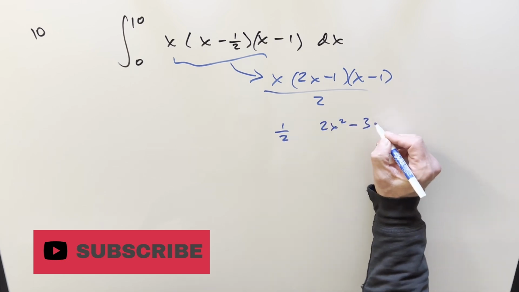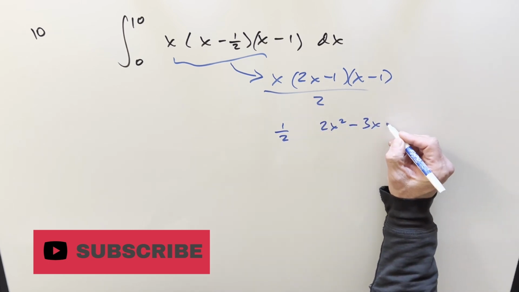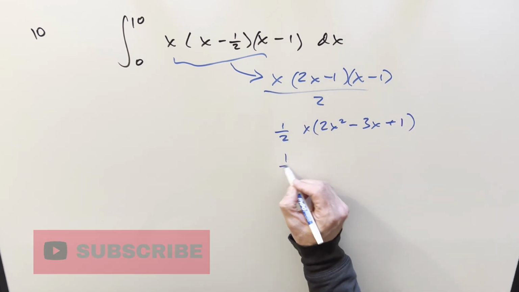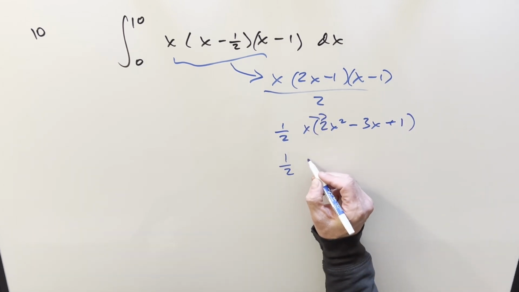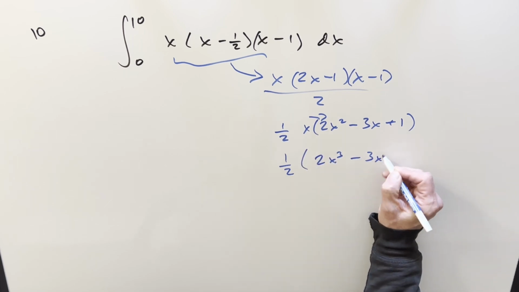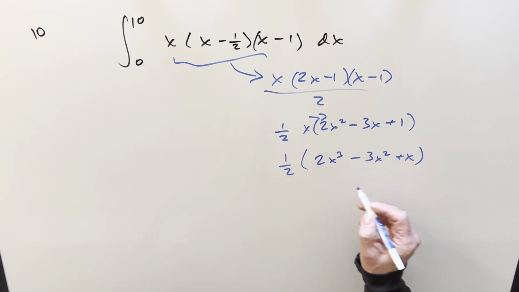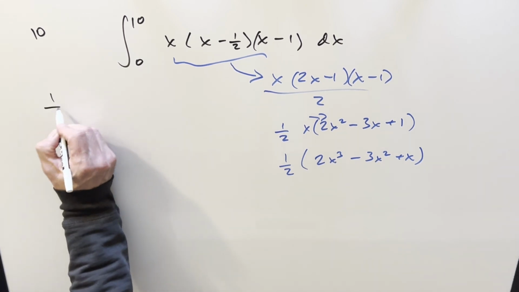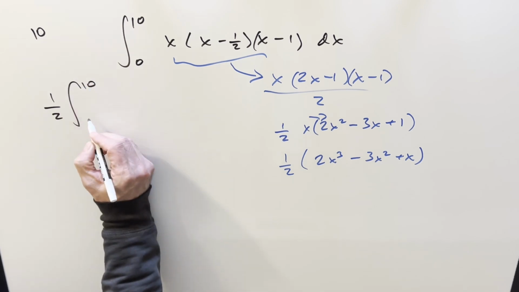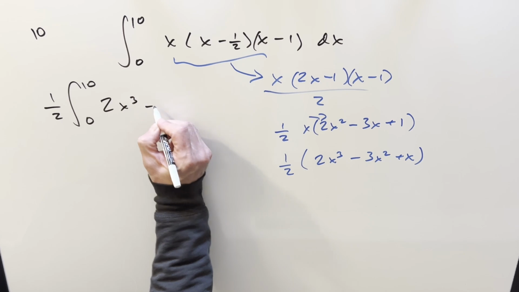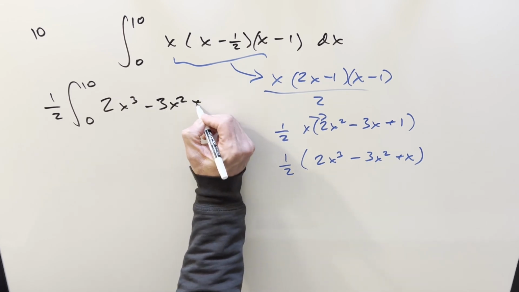So if you distribute this part out here, you're going to get 2x squared minus 3x plus 1. And then we still have this x here. Multiply that in, then we're going to have 2x cubed minus 3x squared plus x. So let's take this and put this back in our integral. The 1/2 is going to come out front as a constant. We're integrating from 0 to 10 of just the polynomial, which we can do with power rule.